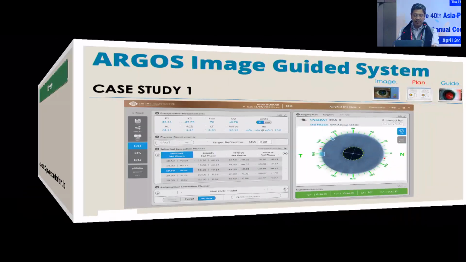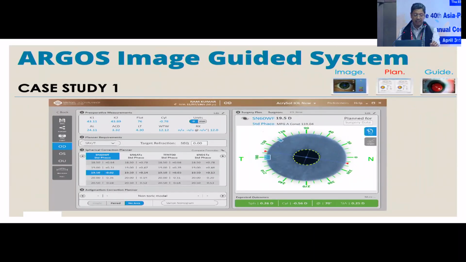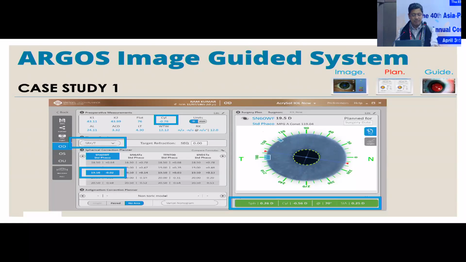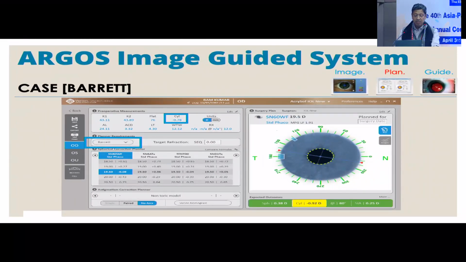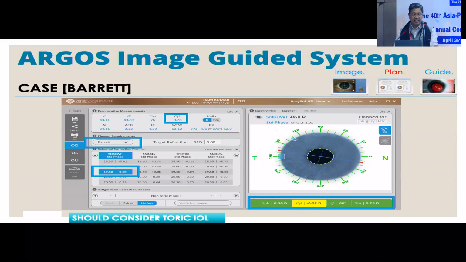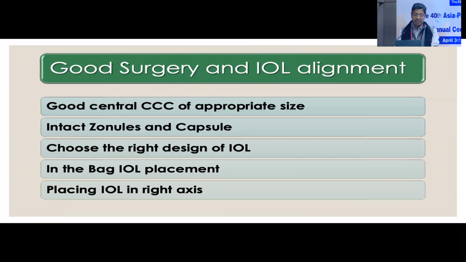I'll just give an example of how the IOL power formula does play a role. This is a patient who has 0.75 diopter of astigmatism, and we choose the SRK/T formula. The IOL power is 19.5 and the expected residual astigmatism is 0.6. Whereas the same patient, if you do Barrett's calculation, the same IOL which is 19.5, the residual astigmatism is 0.92. So that means this patient does require a toric IOL. So choosing the right formula is very important, and you get those with the newer optical biometers.